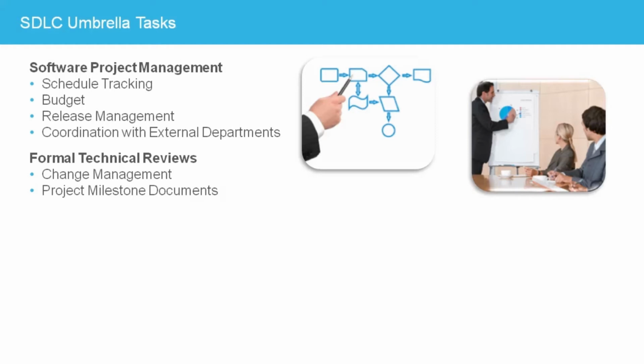Stakeholders may hold additional formal reviews to control project scope and cost. One example is change management reviews to investigate and improve a requested requirement or scope change.